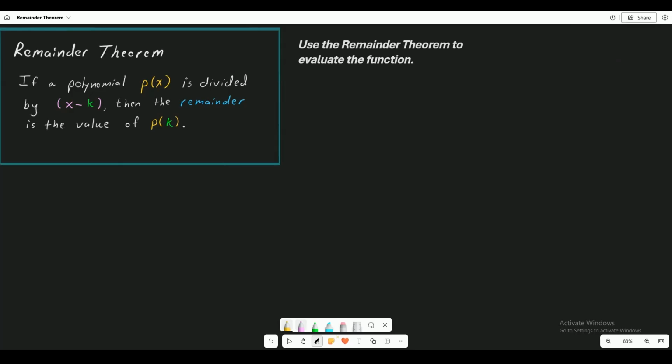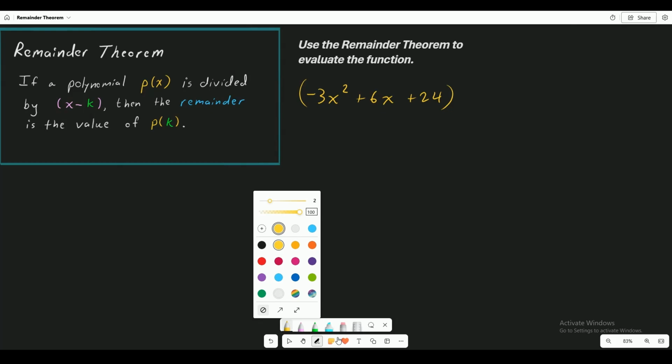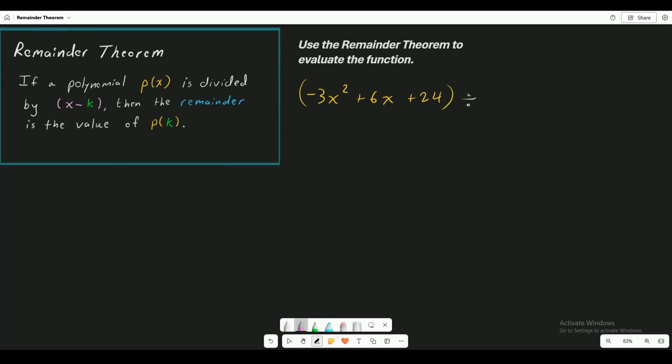All right, so let's calculate the next one. I have for you guys negative 3x squared plus 6x plus 24 divided by x minus 4. In this case, we know our k value is equal to 4, because it's already in the notation of x minus k. So because it's x minus 4, k is equal to 4.